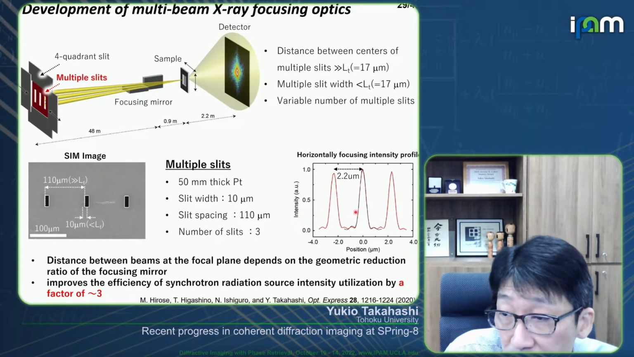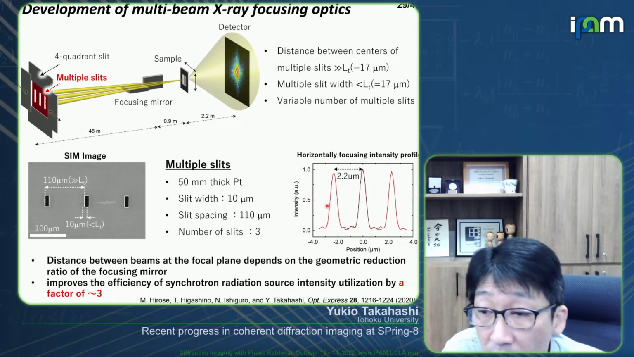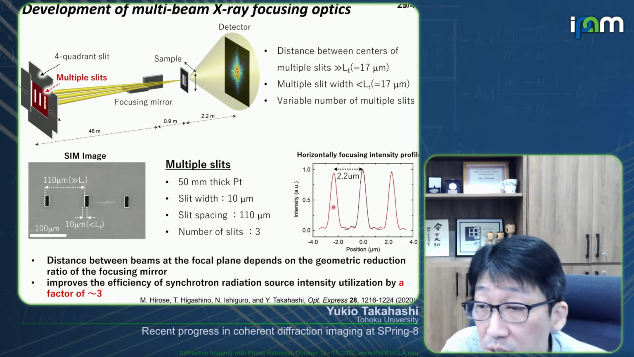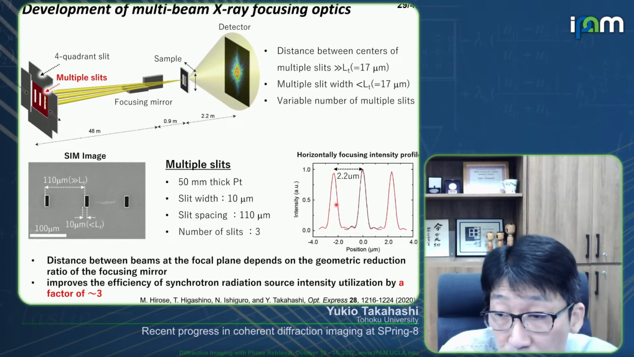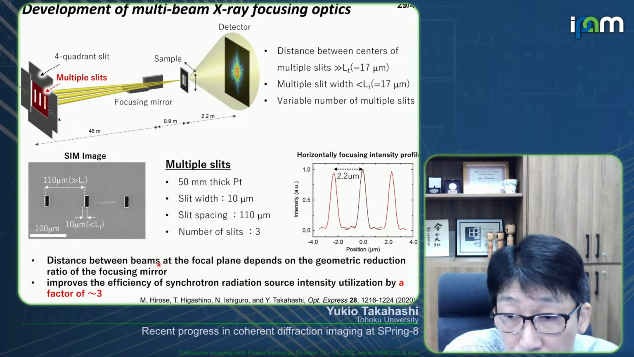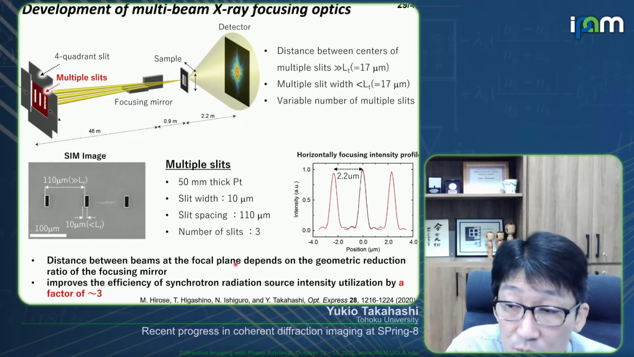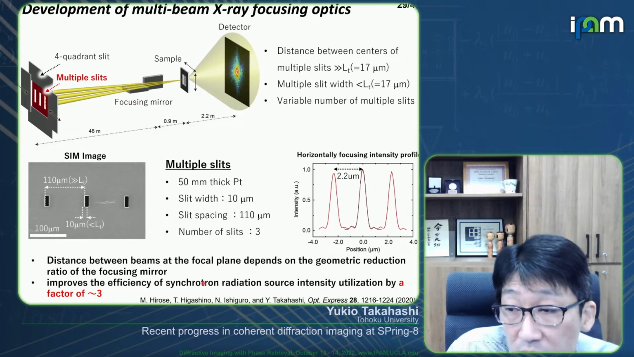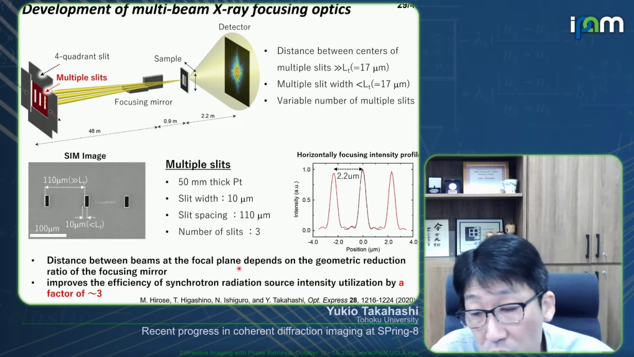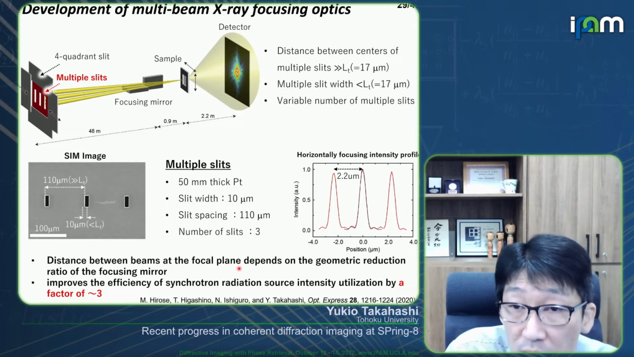The horizontally focused intensity profiles are shown here. The black profile is one beam, and the red profile is three beams. The beam spacing is 2.2 micrometers. The distance between the beams at the focal plane depends on the geometrical reduction ratio of the focusing mirrors. This optical system can improve the intensity utilization efficiency of the synchrotron source by a factor of about 3.